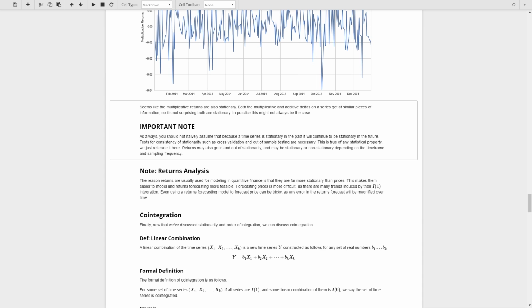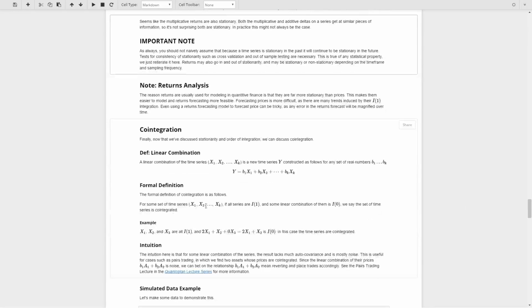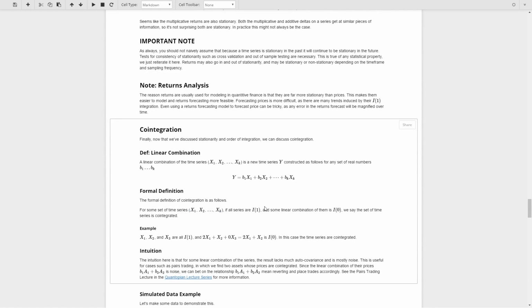Now, if we want to have a co-integrated set of time series, we need a set of integrated of order 1 time series, x1 through xk. And if there is some linear combination of all these x's such that the linear combination is integrated of order 0, then that set of time series is co-integrated. So if x1, x2, and x3 are all integrated of order 1, and this linear combination is integrated of order 0, then these time series are co-integrated.